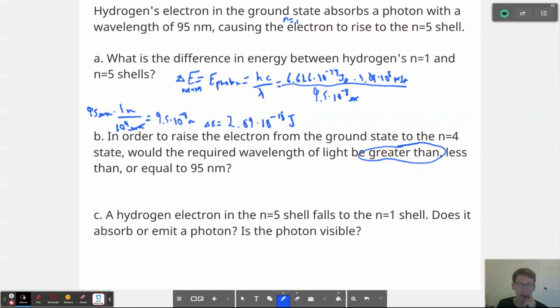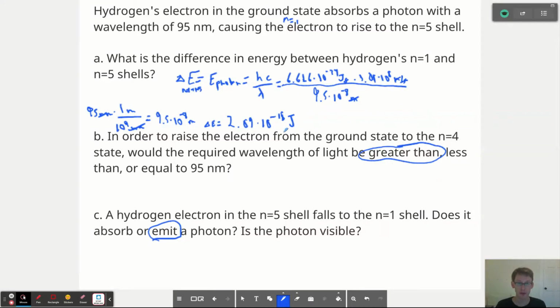And if the hydrogen electron drops from the n equals 5 shell down to the n equals 1 shell, an important point to note is this is the opposite. So in the previous case, we're talking about taking a photon of light and shining it on the electron, and the electron absorbs the energy from the light and raises to a higher level. Well, going in the opposite direction, if we have an excited state electron in the n equals 5 shell and it goes down to the n equals 1, then it will release a photon. It will emit a photon, and that photon will have exactly the same energy as the photon required to make it raise to the n equals 5 shell.